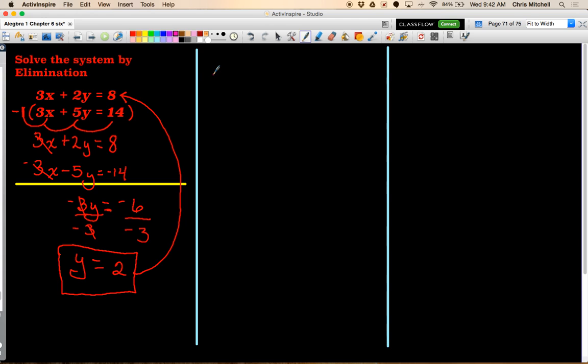Okay, so now we're going to have 3x plus 2 times 2. Where did that 2 come from? I put it in red. You tell me, where did it come from? Where did that 2 come from? Okay, so now I'm going to go ahead and solve for x.